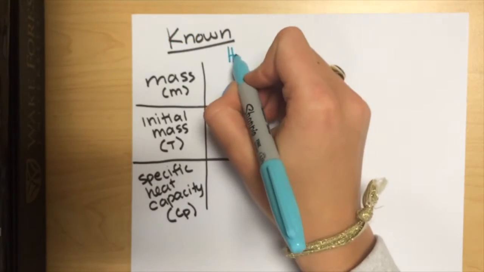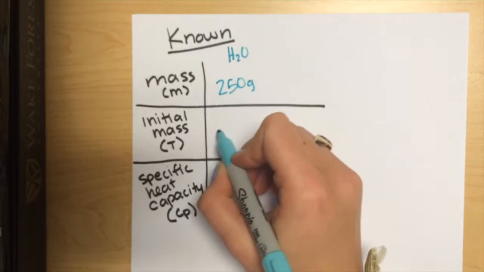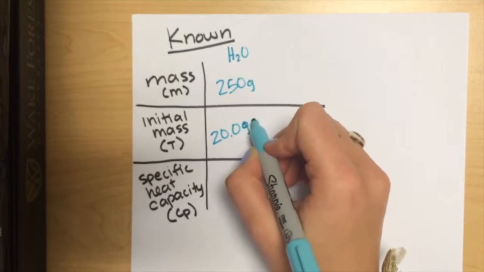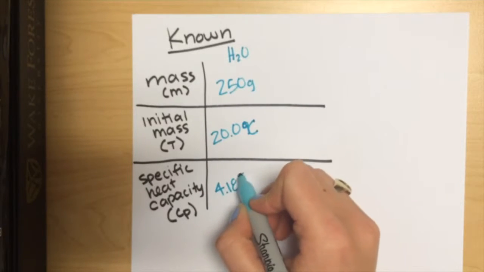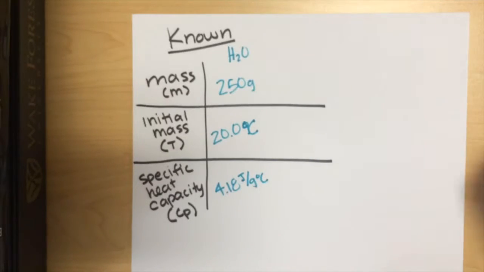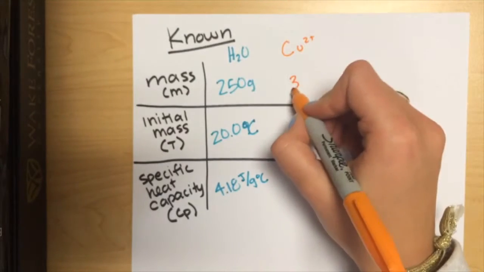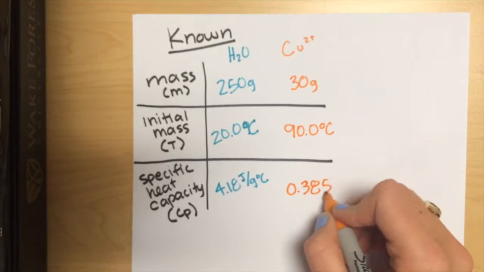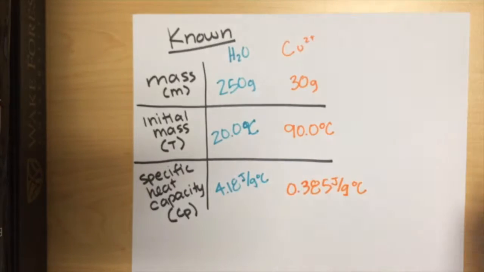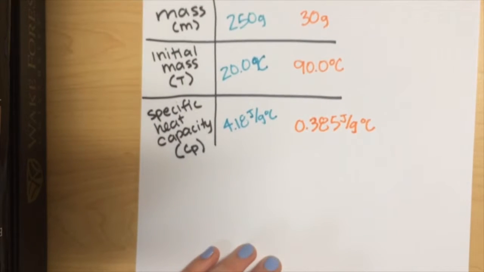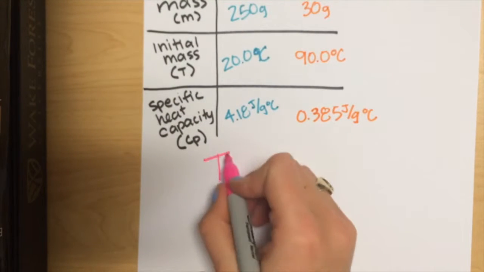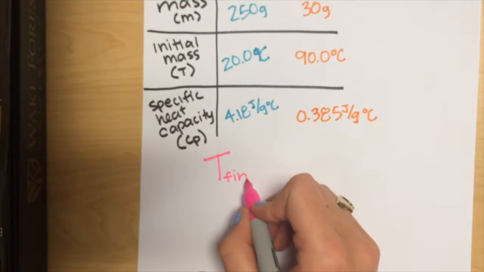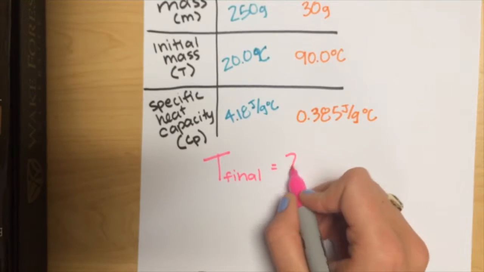We have 250 grams of liquid water at 20 degrees Celsius with a specific heat capacity of 4.18 joules per gram degree Celsius, which we found from the table. We also have 30 grams of copper metal at 90 degrees Celsius with a specific heat capacity of 0.385 joules per gram degree Celsius. Next, the question prompts us to solve for the final temperature of both the water and the copper, which we will call capital T subscript F.